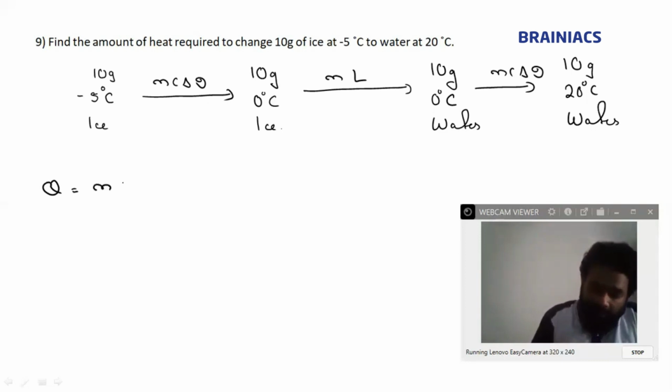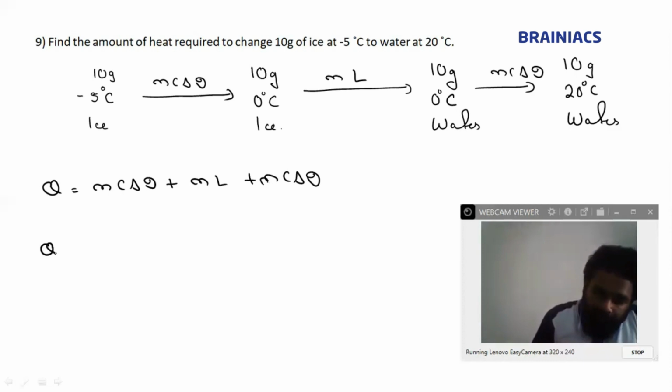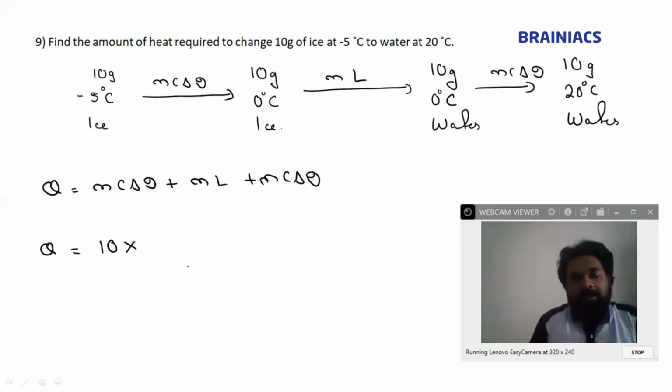So Q is equal to MC delta theta plus ML plus MC delta theta. We will have to substitute the corresponding L, the corresponding specific heat, and the corresponding change in temperature. Here I have simply put MC delta theta only. So Q is equal to, how much is mass? 10. What is the specific heat capacity of ice? 1 by 2, into minus 5 degrees Celsius to 0. So change in temperature is 5. Okay, fine.